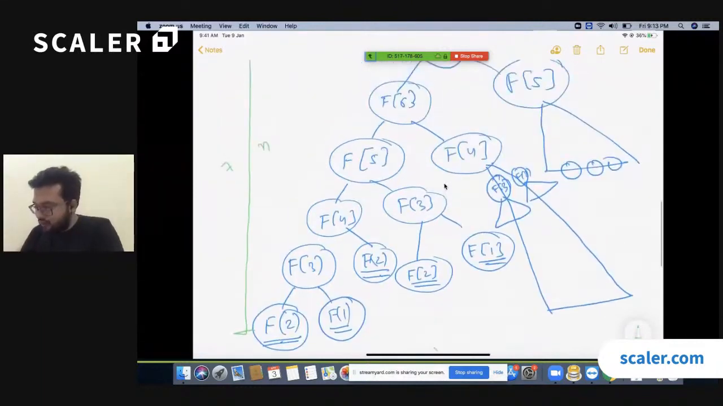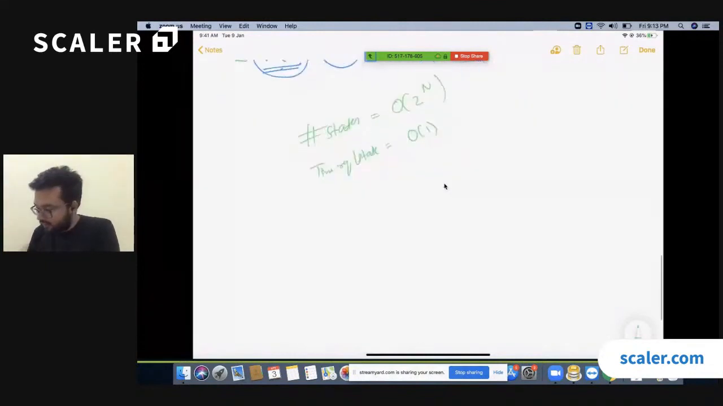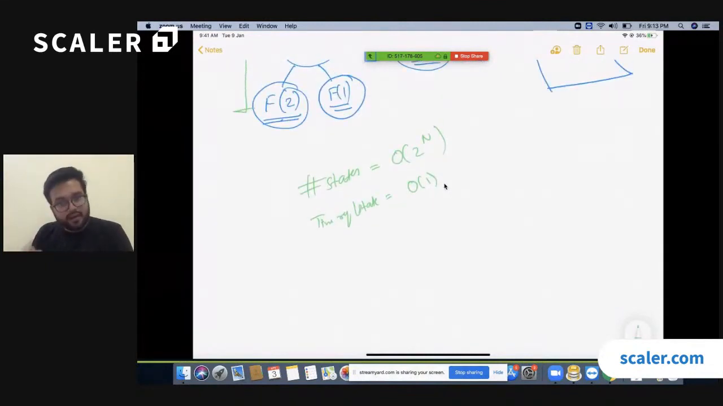Why? Because if I want to compute this state and I already know the answers to F4 and F5, I just need to add them up. So the time required per state, if you are already assuming that you know the states below it, would be order 1. There are 2 power n states to be computed. Every state would be computed in order 1 time. So time complexity is definitely going to be exponential, is definitely going to be 2 power n. This is one way to look at it.